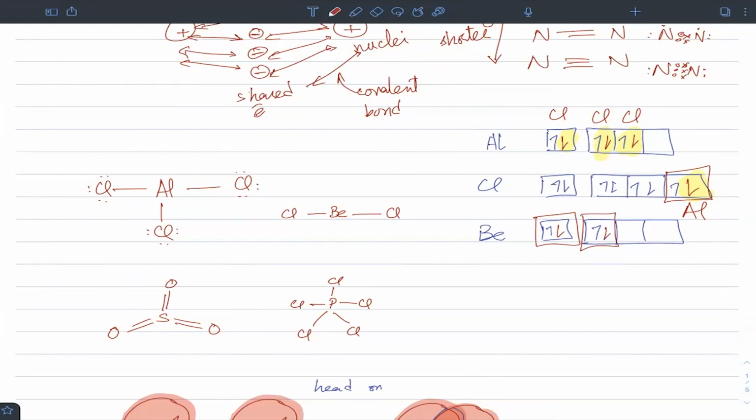So that's what happens. Sulfur ऐसा क्यों करता है? Because sulfur has d orbital available. D orbital can accommodate a lot of electrons, more electrons than this one can. So d orbital does that.